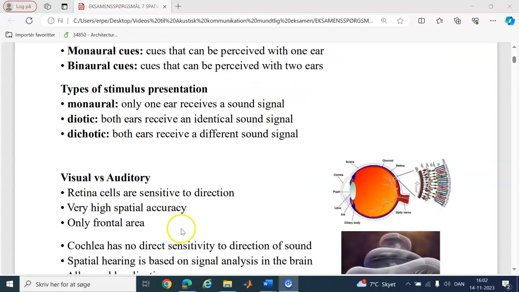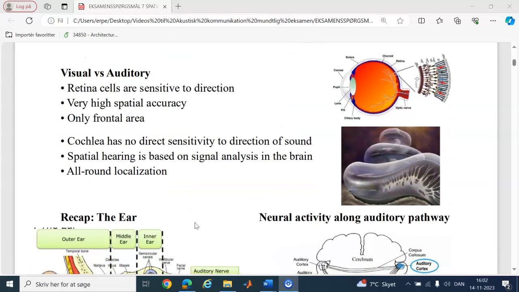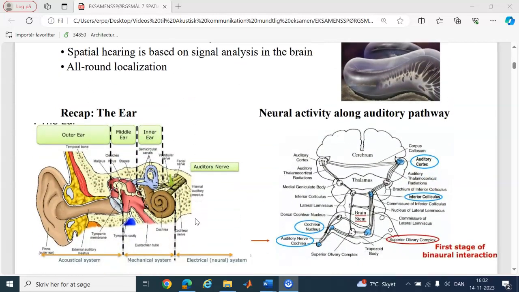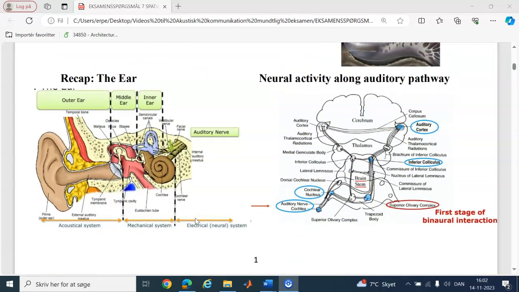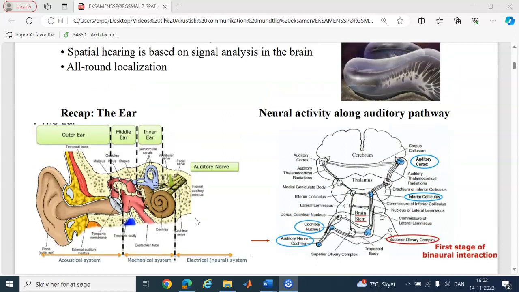Visual versus auditory. Retina cells are sensitive to direction, with very high spatial accuracy, but only in the frontal area. The cochlea has no direct sensitivity to the direction of sound. Spatial hearing is based on signal analysis in the brain, around localization.